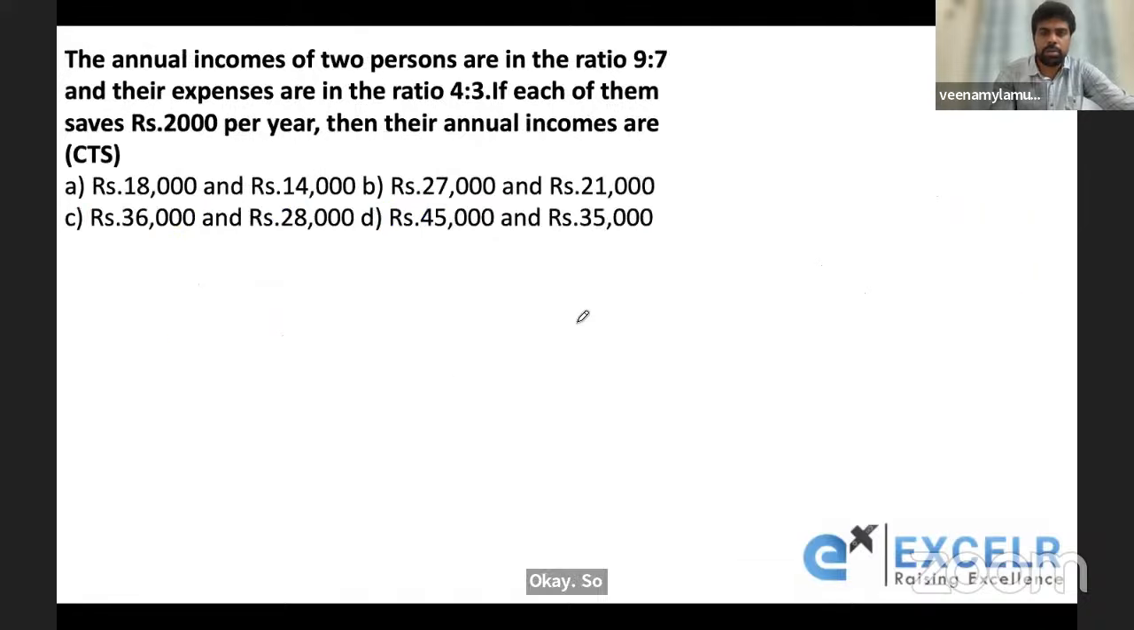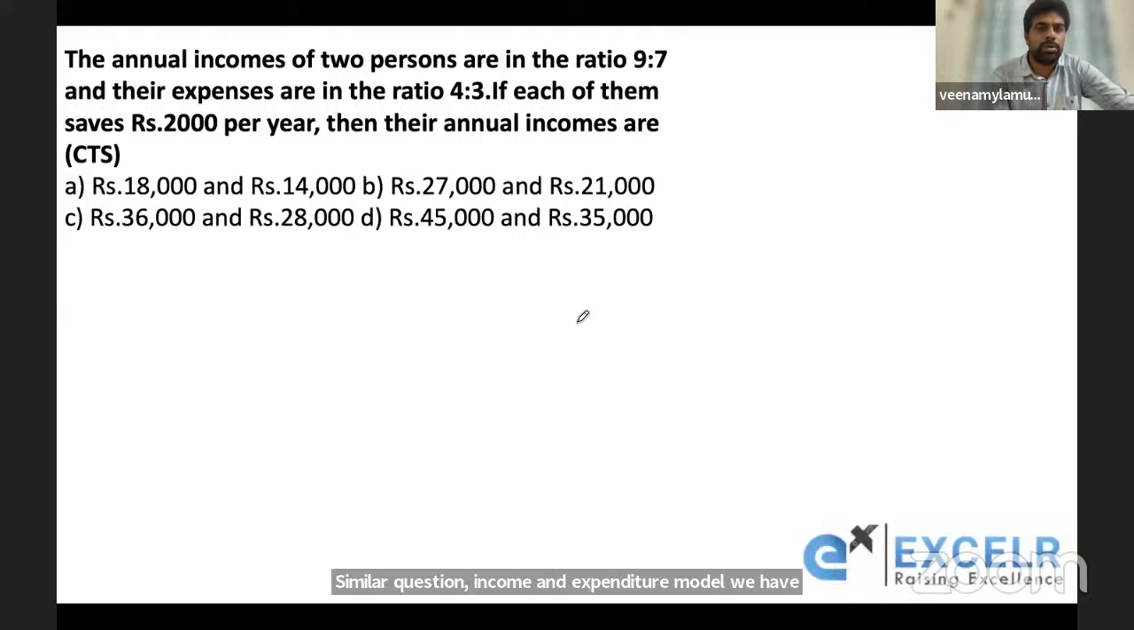So now, this question you take it as homework and solve. Tomorrow, if you have doubt, you can ask me. Take the screenshot of it. Take it as homework. Similar question, income and expenditure model we have seen in case 1, no? Similarly, here also, that 2000 should be equated to some ratio. That is how it will come: convert case 2 to case 1, then you will get it.